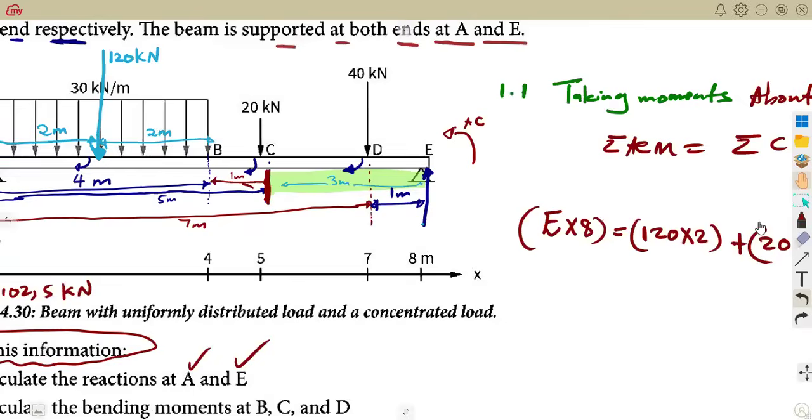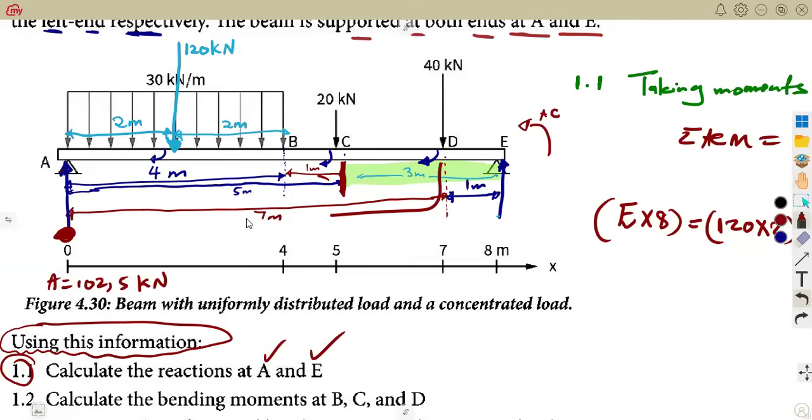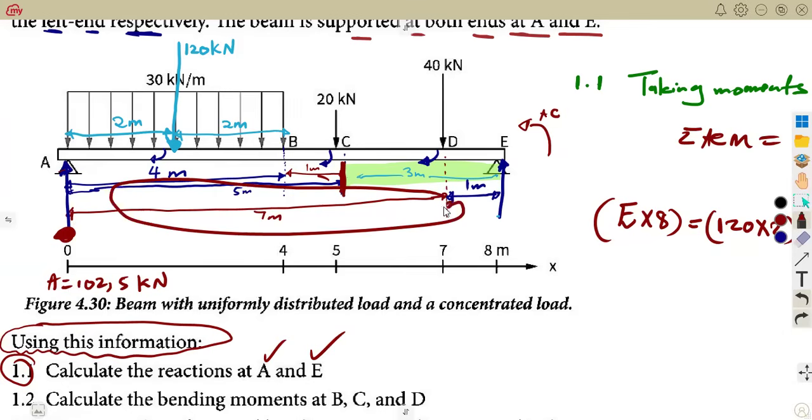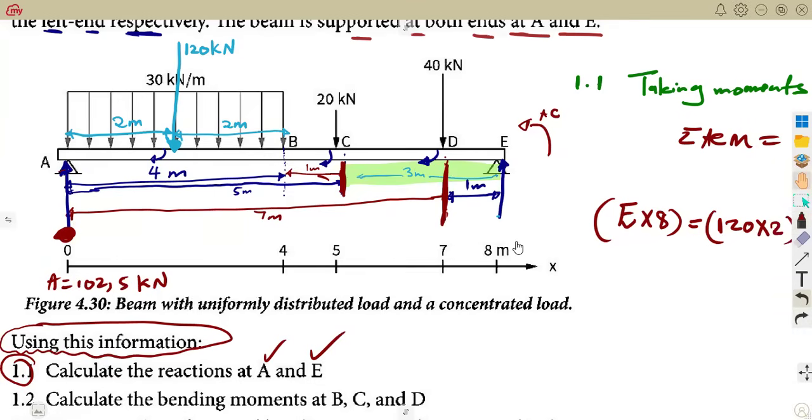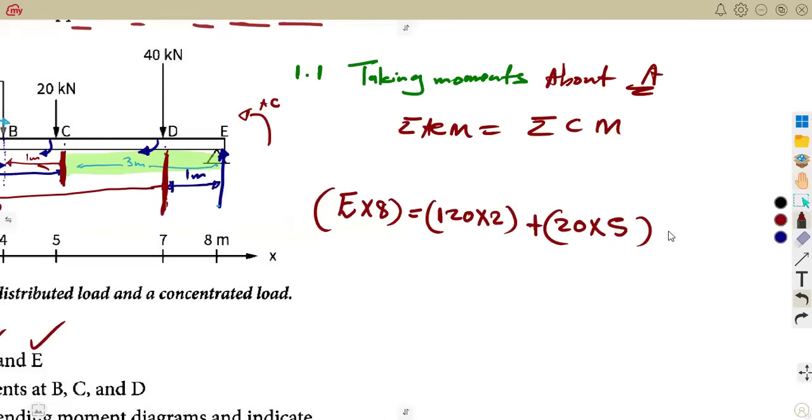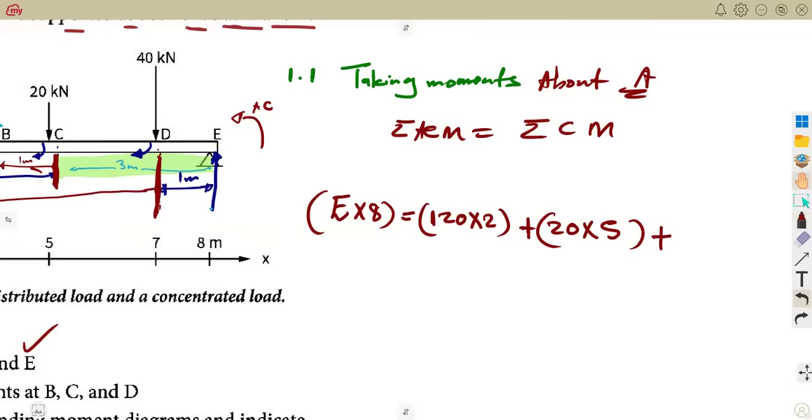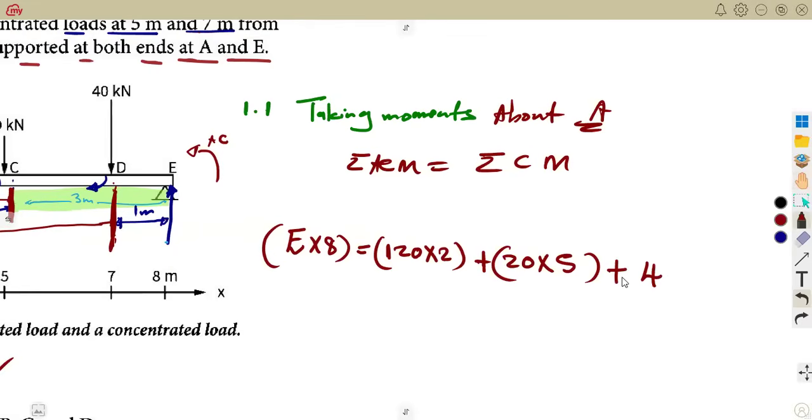Then we consider the 40 back to A here. So the distance is already there. That is the 7 meters here to 40. There's a distance there, 7 meters. So that's 40 times 7. All right. So already the distance we obtained it. So that's the advantage of analyzing your diagram first. You see, it will be just a matter of substitution into the formula because already you have all the values there. All right, so that is it.